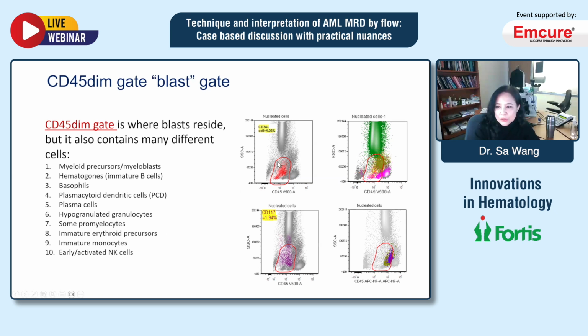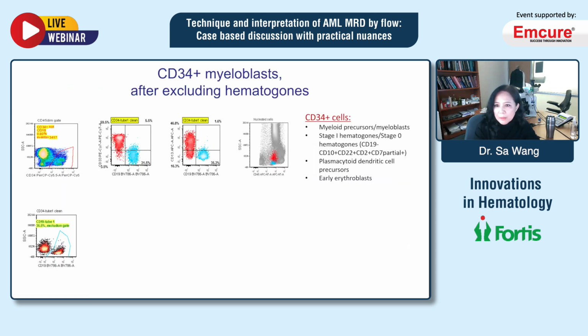So the bottom line is you do need to look at the CD45 dim gate, but by itself it's not sufficient, because you lose your sensitivity and you have to interpret a lot of other normal cell counterparts. Then we talk about the CD34 myeloid precursors. As I was saying, more than 80% of AML-MRD you identify in this gate. First we exclude the hematogones. If we confirm they are hematogones, and not just a variant CD19 expression, then we exclude them from analysis.